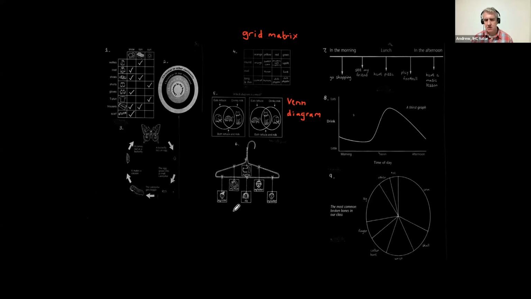6. It's a tree diagram, or family tree diagram, right? What could they use that for? To write about what? Your family members, yeah. So they work out visually the family relationships and then start to write about it. 7. Timeline. Timeline.